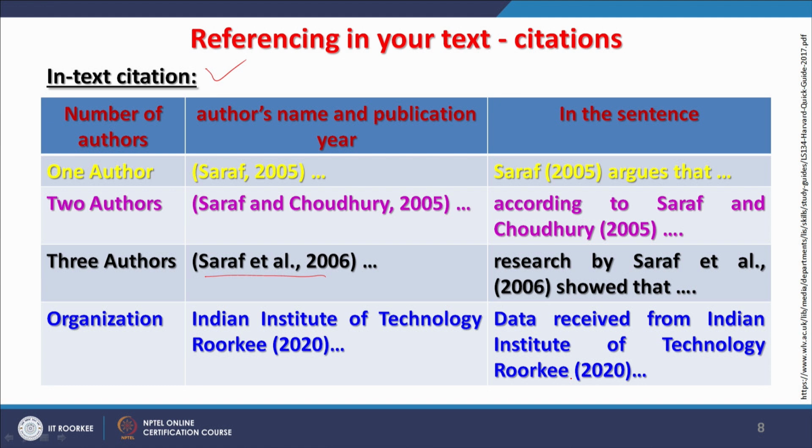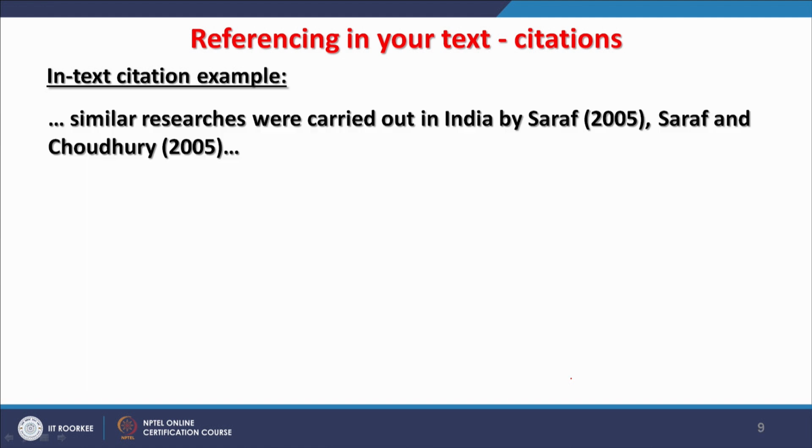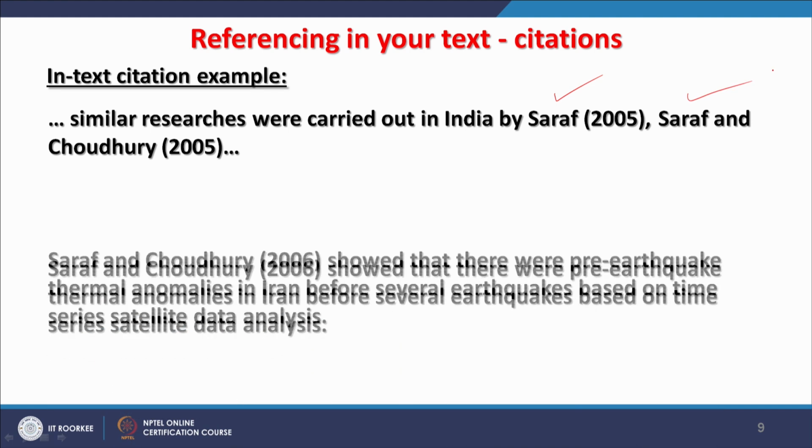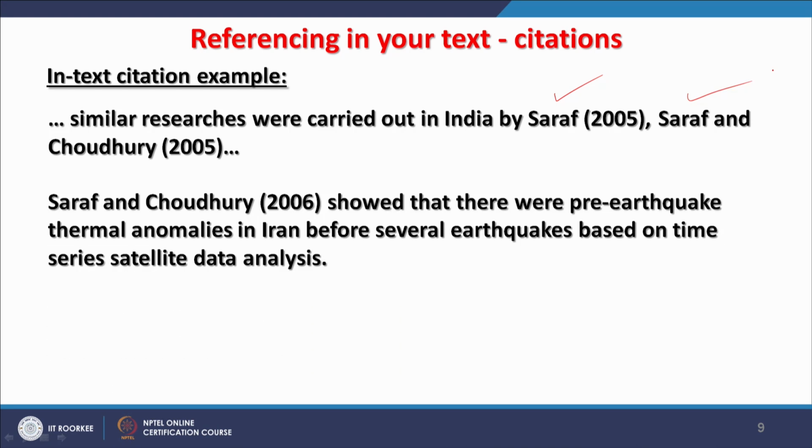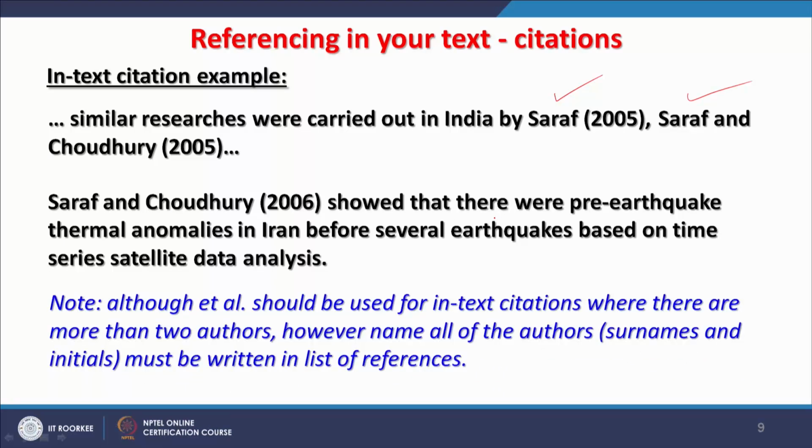Some more detailed examples are there, like similar researches were carried out in India by Saraf 2005, Saraf and Chaudhary 2005, et al. So, here is a single author example, and here is a two authors example. Similarly, Saraf and Chaudhary showed that there were pre-earthquake thermal anomalies in Iran before several earthquakes based on time series data. So, you can also write in this way. Now, et al. is written when you have more than two authors.